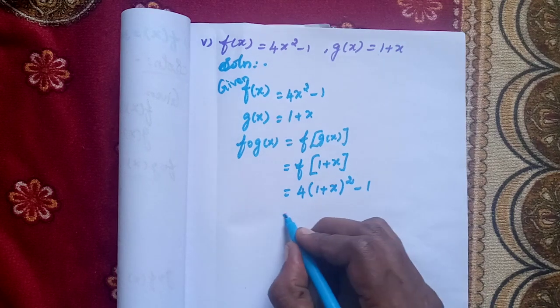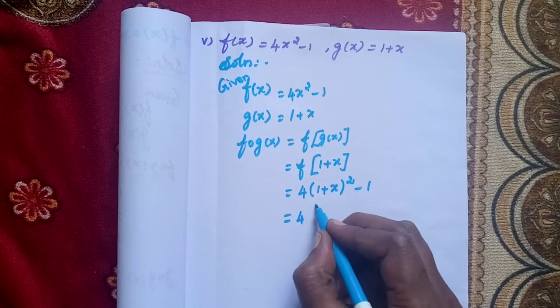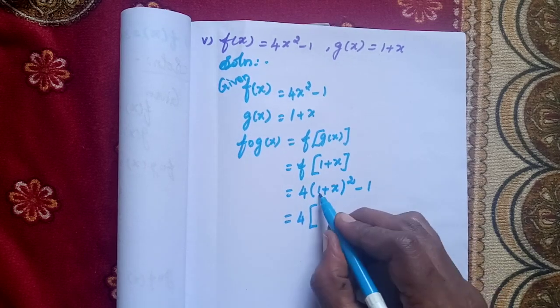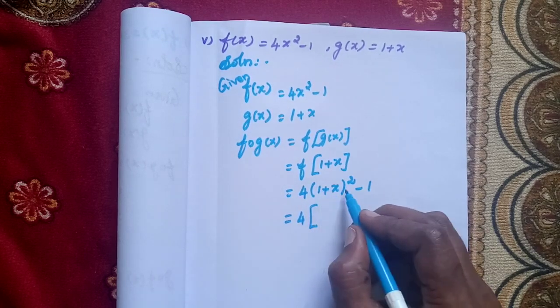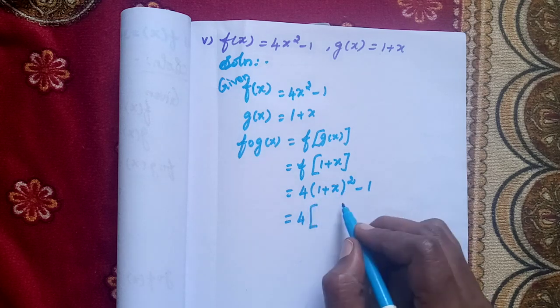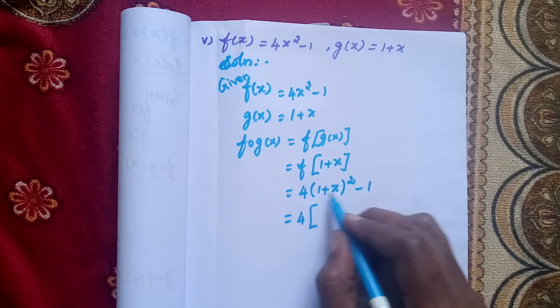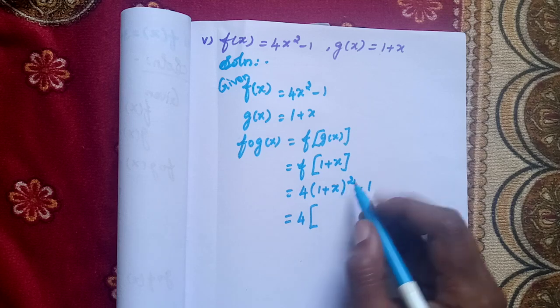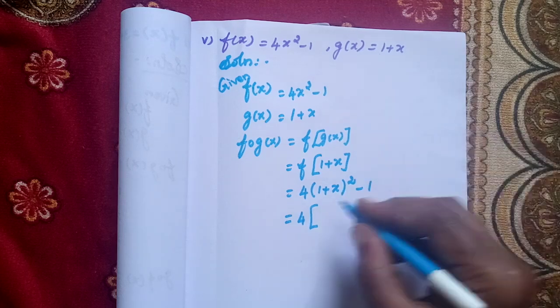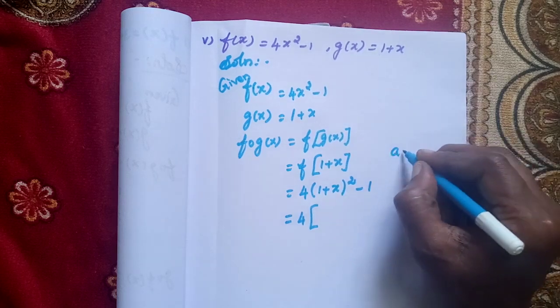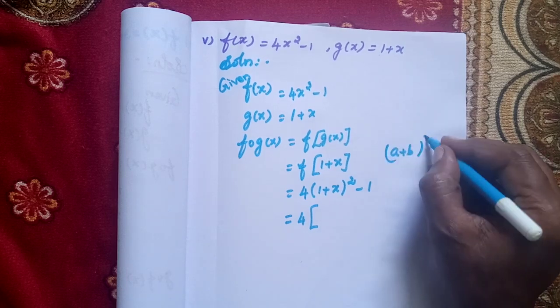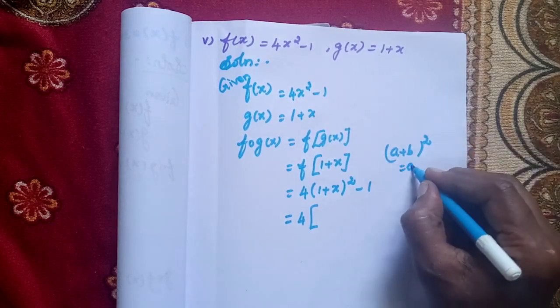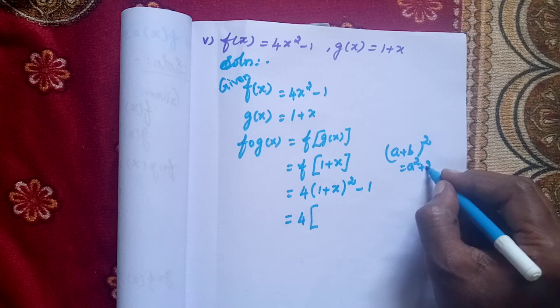Clear? Now, for 4 into 1 plus x the whole square, we have to use the a plus b the whole square formula. What will we get? a plus b the whole square is equal to a square plus 2ab plus b square.